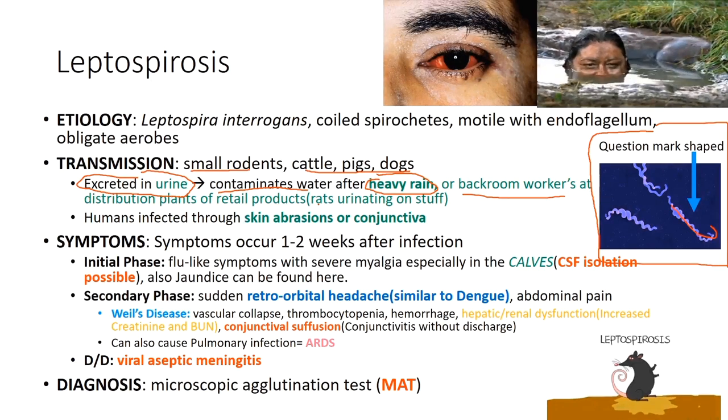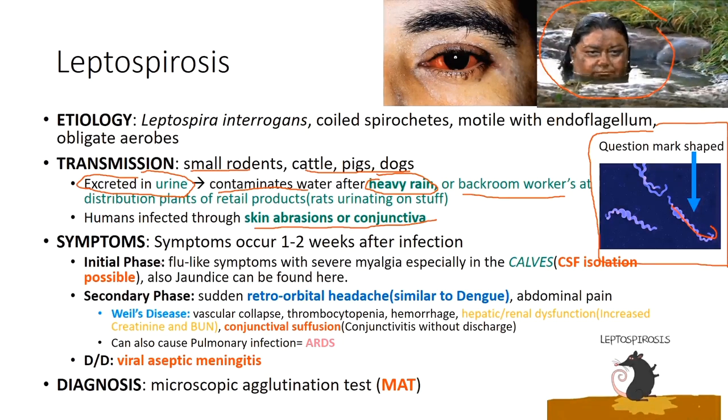But as far as the heavy rains, I put this kind of weird picture, I don't know what this is from, this lady coming out of the creepy water over here. And yeah, that's what happens after heavy rains. This person could get leptospirosis. So keep in mind that is how you can get that. And then you can also get it through skin abrasions and the conjunctiva as far as how it infects your body.